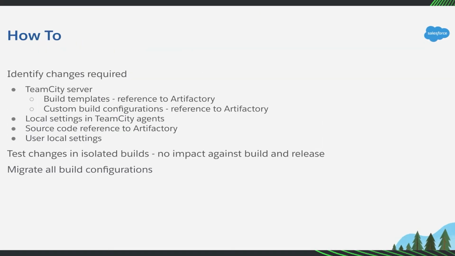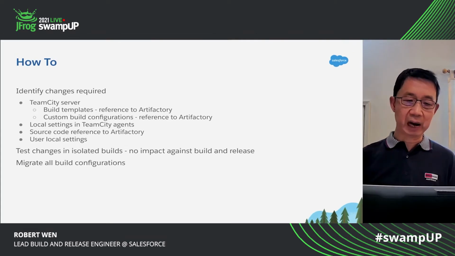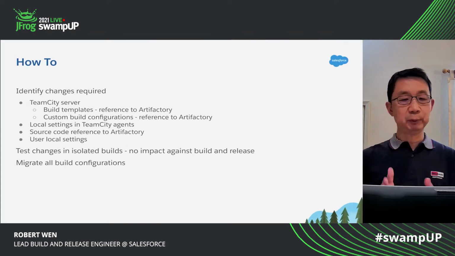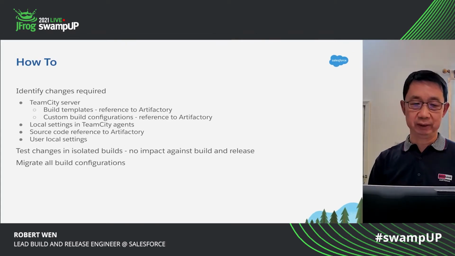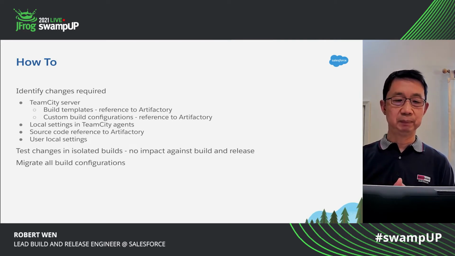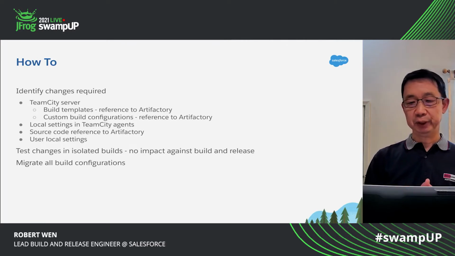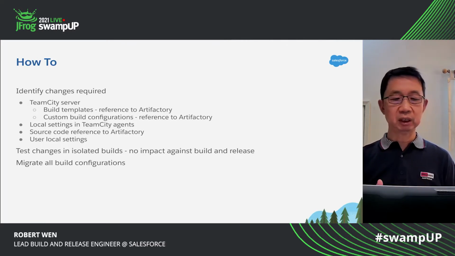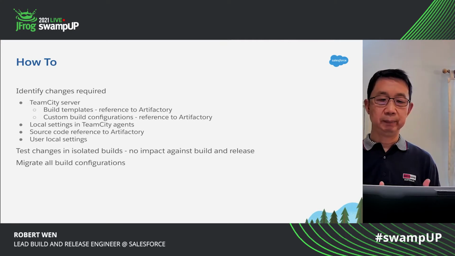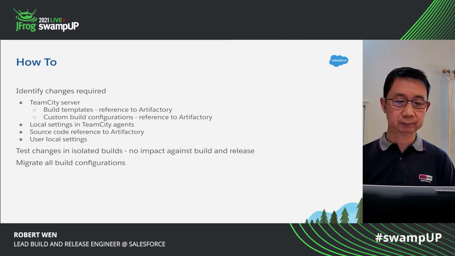So what do we need to do to get the migration complete? Here's the how-to at a high level. But first, we need to identify all the changes required. These changes cover TeamCity server, the build templates, and custom build configurations. Many of those configuration templates include references to Artifactory.